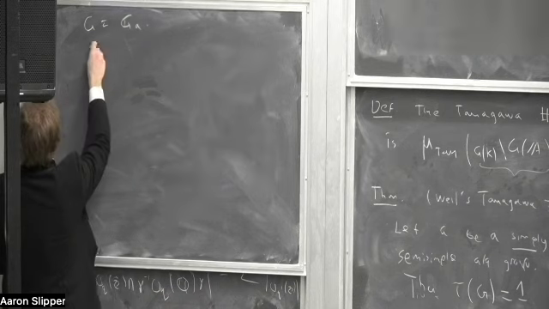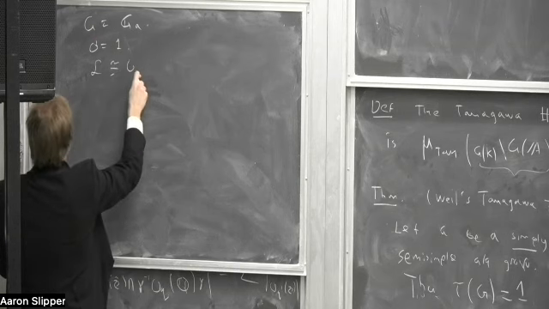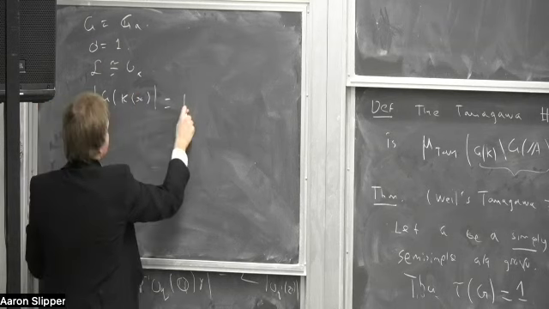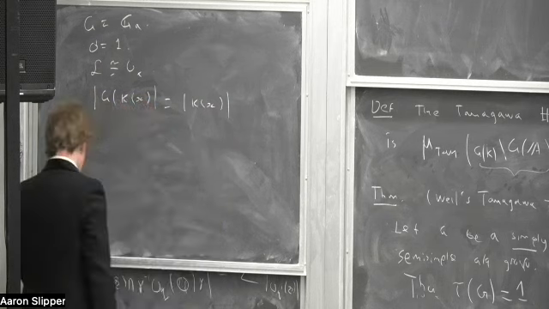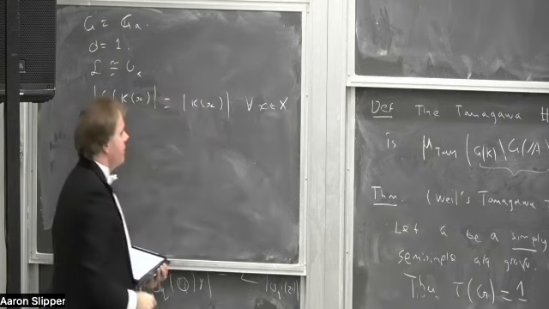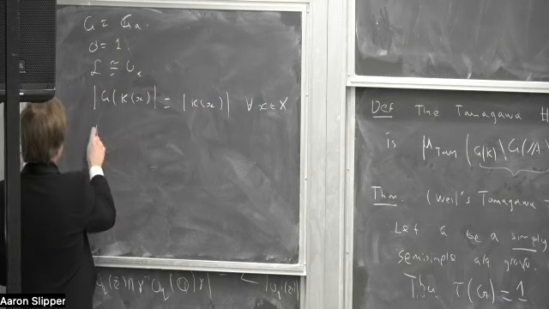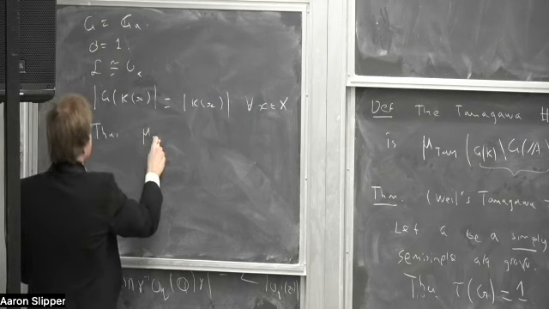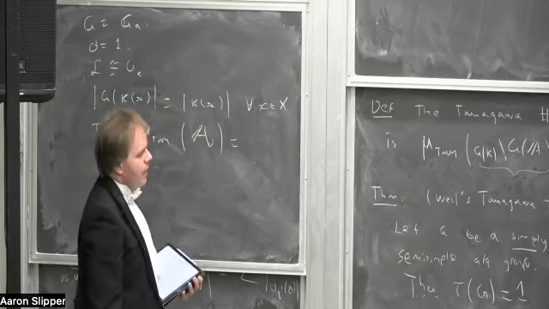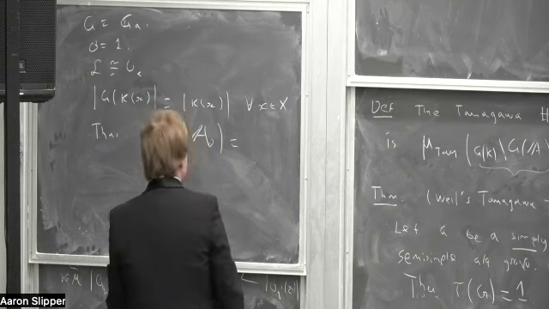Let G equal G_a. Then dim G equals 1, L is isomorphic to O_X, and the absolute value of G(kappa_x) is the absolute value of kappa_x for all x in X, the closed points of the curve. Then the Tamagawa measure of the integral adeles is simply q to the 1 minus g.